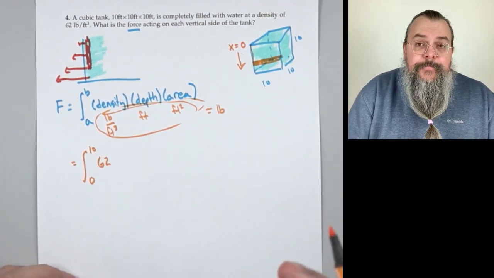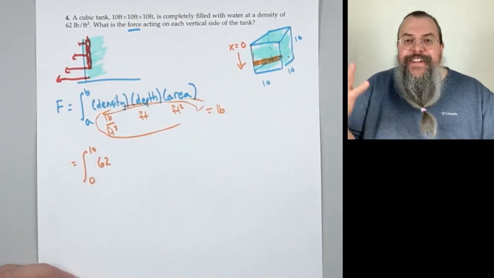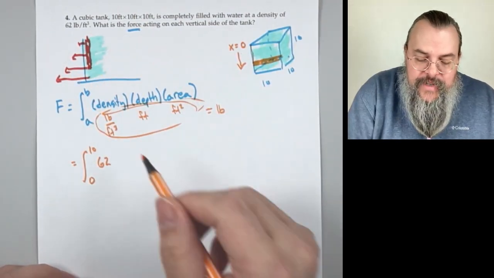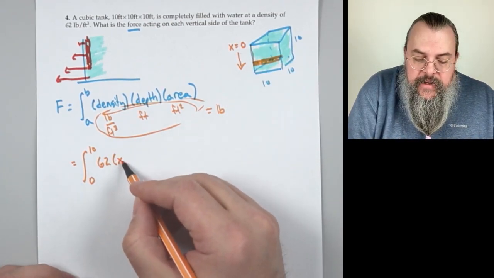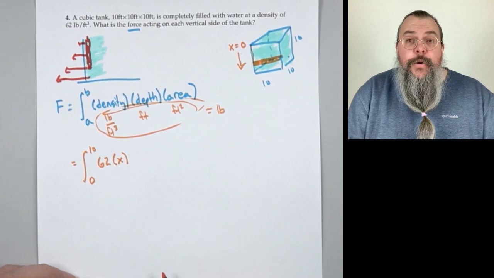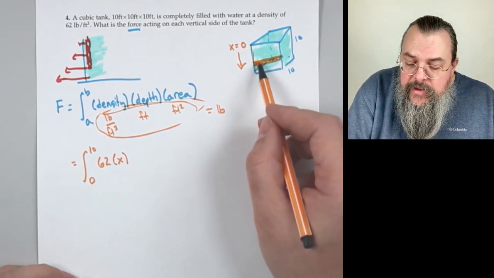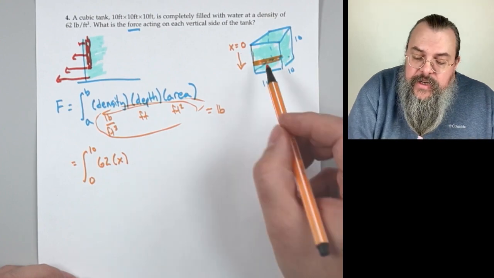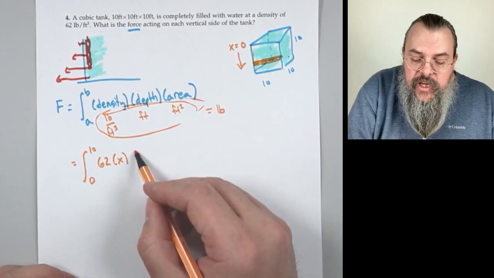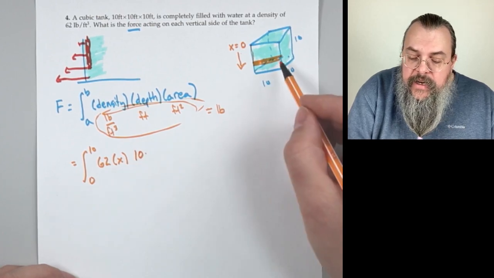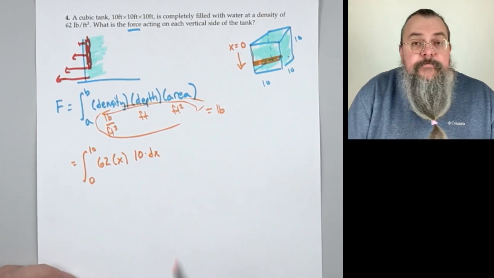Constant density. All right, well, why? Well, because it just says density is 62. There's no variable, so it's always the same. Now the depth, that's how far our slice is. That would be x. What about the area? So the area here, this is where we have to look at our cross-section. Now, in this case, we have a width of 10, and a height of dx.